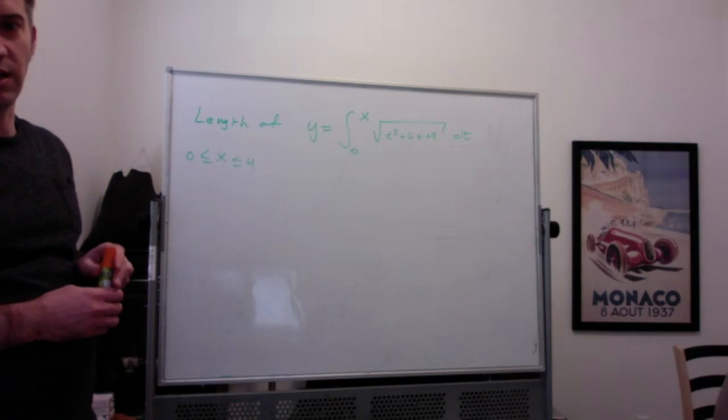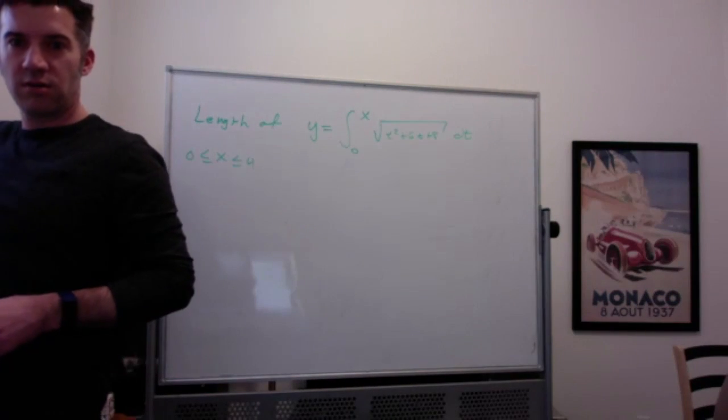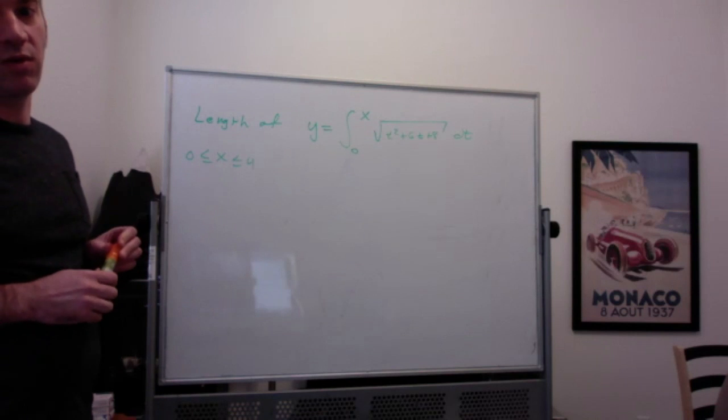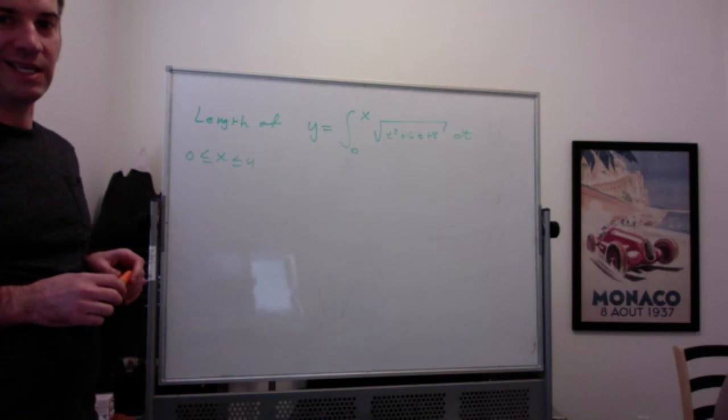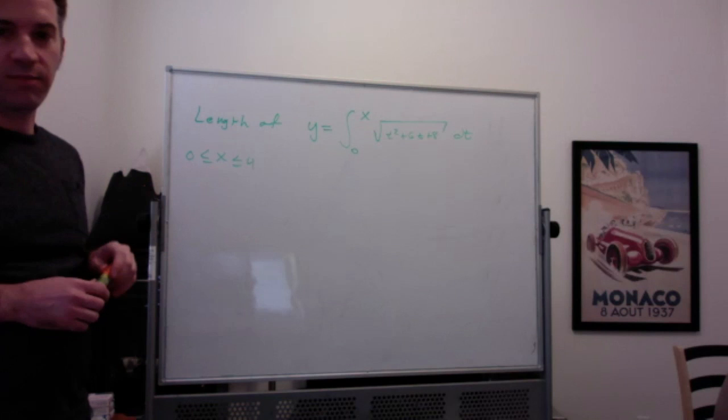So we are looking at this problem. We want to find the length. I want to fix my lights. Sure. Okay. I want to find the length of y equal to the integral from 0 to x of the square root of t squared plus 6t plus 8 dt, where x is between 0 and 4.